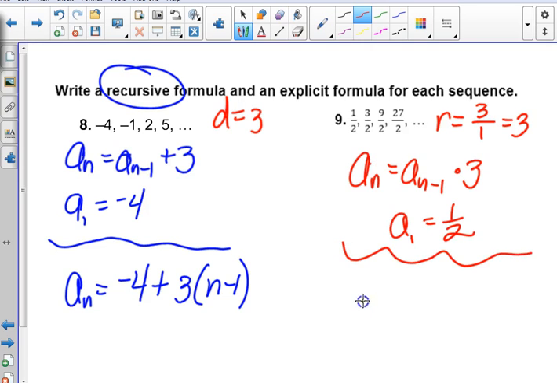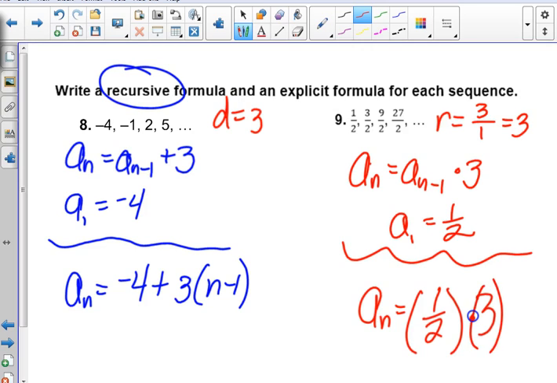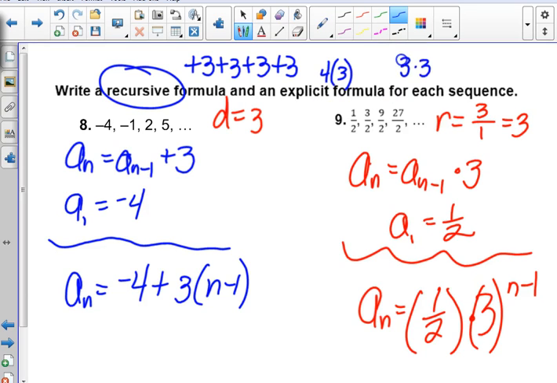Anybody remember how the explicit goes? Do you remember why it's in the power instead? Because this one was adding 3, adding 3, adding 3, adding 3. If you wanted to do that 4 times, you'd say I added 4 3s, right? But this was multiplying by 3, multiplying by 3, multiplying by 3, multiplying by 3. If I wanted to say I did that 4 times, you would write this. Does that help you understand why it's an exponent?